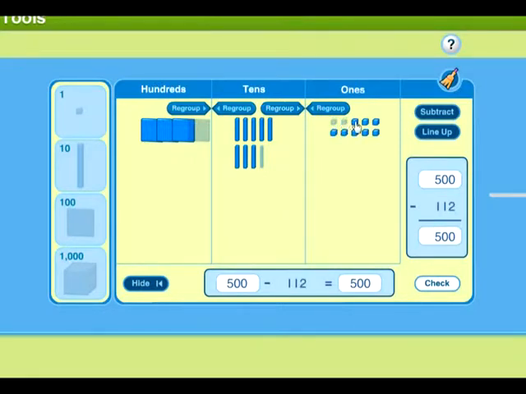138. So 1, 2, 3, 4, 5, 6, 7, 8. And we're going to be taking the 8 of those away, right? And we're also going to be taking away 1, 2, 3, 30 of those. And see, there's my 138.